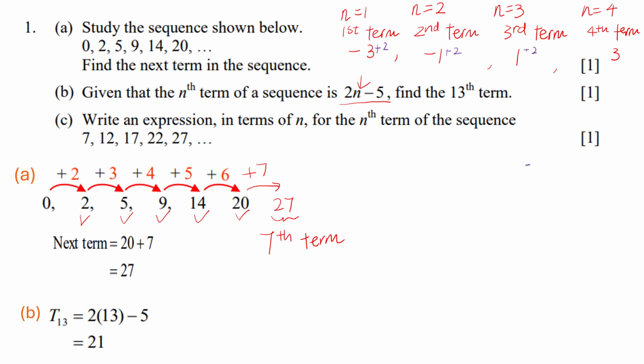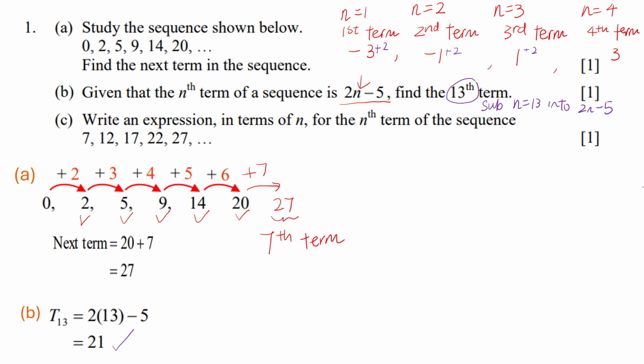So to get the 13th term, all you need to do is just substitute n equals 13 into 2n minus 5. And that's how we get 21 here. Right, so that's how we do part B. Let's look at how we do part C.